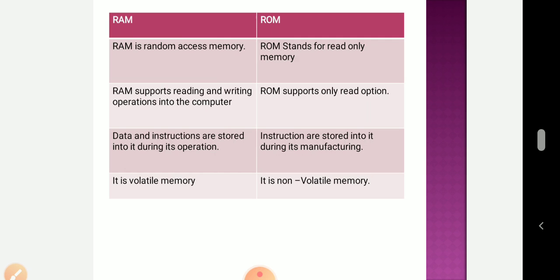RAM is also called a volatile memory, but ROM is called a non-volatile memory.